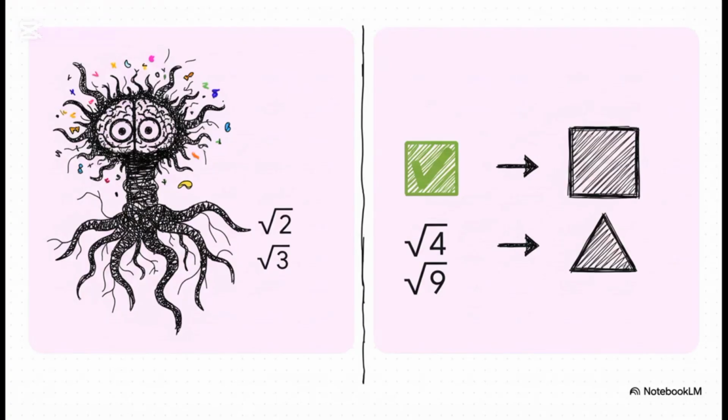This slide makes the difference super clear. On one side, you have numbers like the square root of 2 or 3. Their decimals are just wild and go on forever. Those are surds. But on the other side, the square root of 4 is 2, the square root of 9 is 3. They're clean, predictable, rational, and so they're not surds.